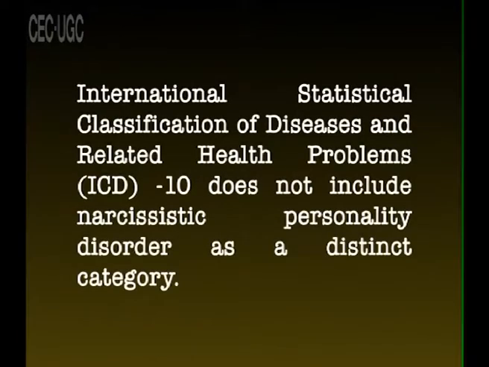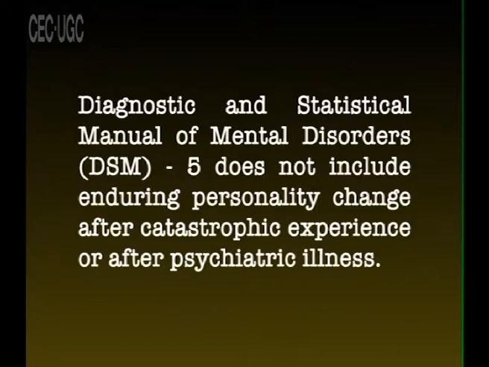For example, ICD-10 does not include narcissistic personality disorder as a distinct category, while DSM-5 does not include enduring personality change after catastrophic experience or after psychiatric illness. ICD-10 classifies the DSM-5 schizotypal personality disorder as a form of schizophrenia rather than as a personality disorder. There are accepted diagnostic issues and controversies with regard to distinguishing particular personality disorder categories from each other.